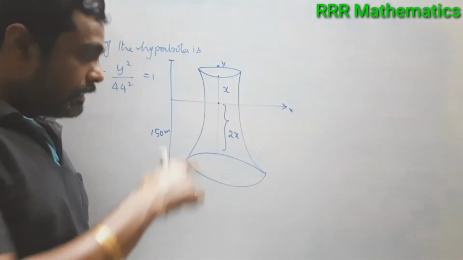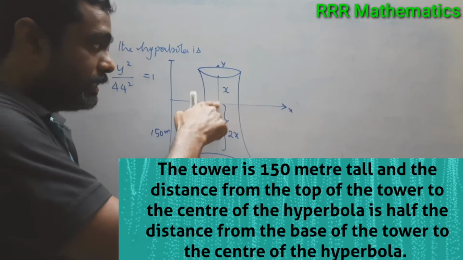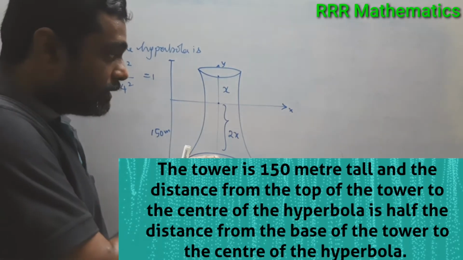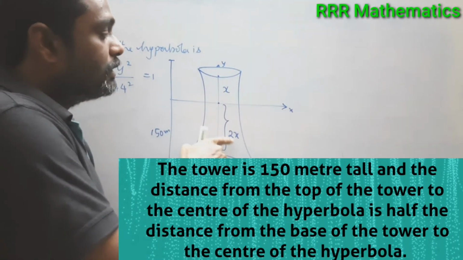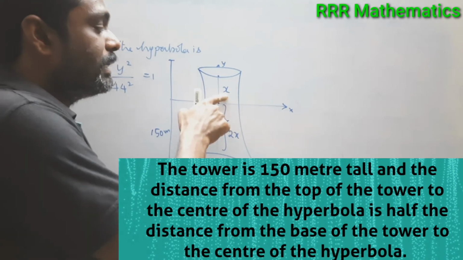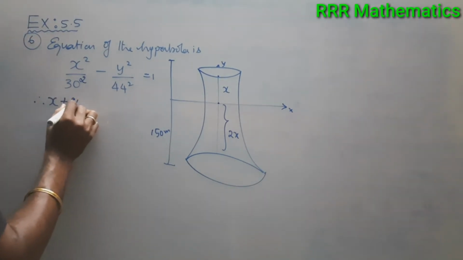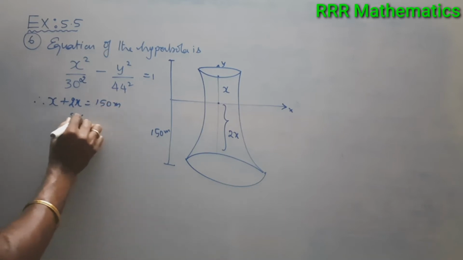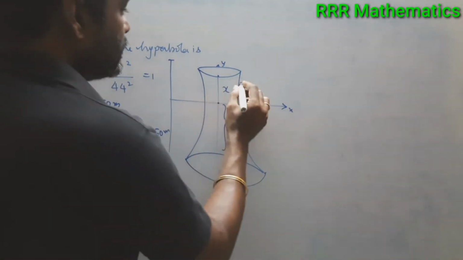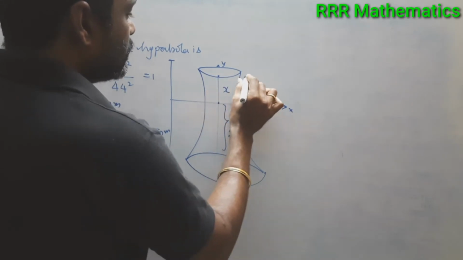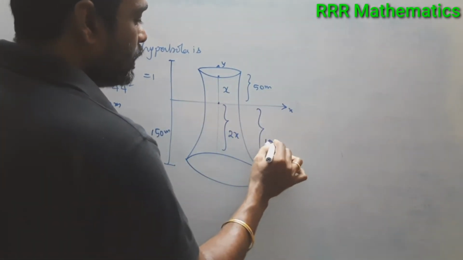I'll read: the tower is 150 meter tall and the distance from the top of the tower to the center of the hyperbola is half the distance from the base to the center. I'll take the distance from the base to the center as 2x, so the top distance is x. So x plus 2x gives 150 meter, 3x equal to 150 meter, x will be 50 meter. So the distance from top to the center is 50 meter. Similarly, from center to the base is 100 meter.